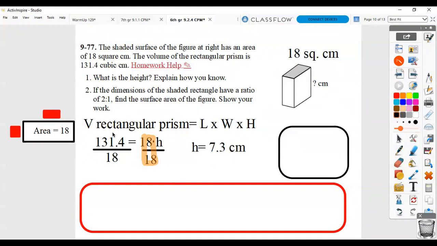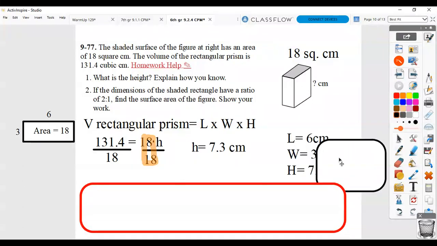Then, if the dimensions of the shaded rectangle have a ratio of 2 to 1, find the surface area of the figure. Well, if the dimensions of the 18 have a ratio of 2 to 1, it means the length has to be twice as big as the width. So what dimension multiplied by something half as big is going to equal 18? And what you get is 6 and 3. So this is a ratio of 2 to 1. 6 to 3 is the same as 2 to 1. And so those must be the dimensions of that rectangular base.